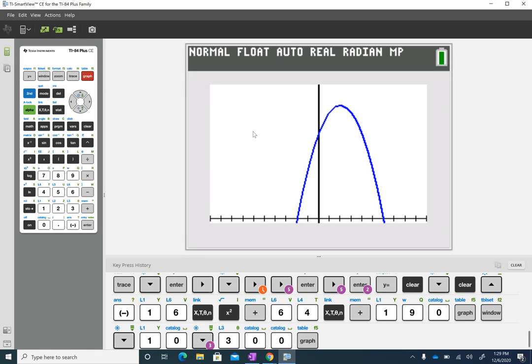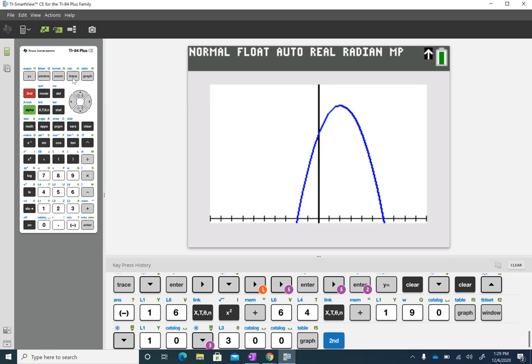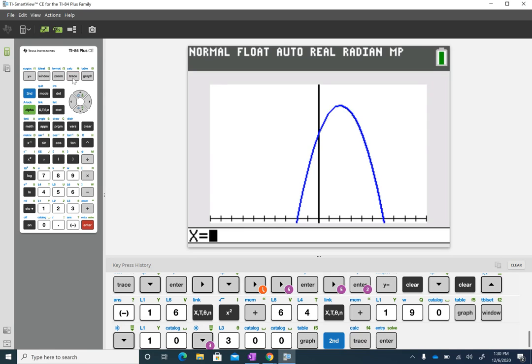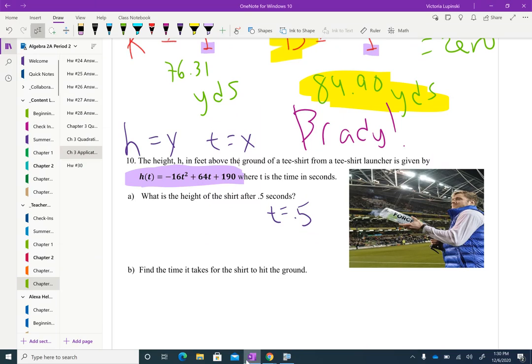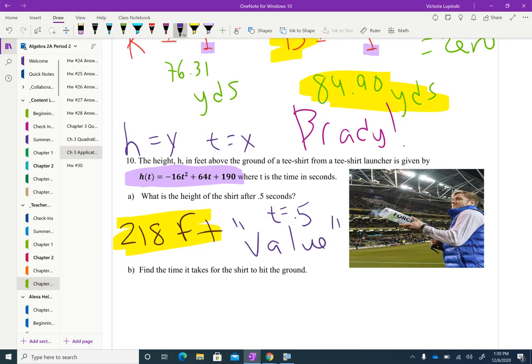So notice that they want to know what's the height of the t-shirt after 0.5 seconds. That is a value. So second trace, choose a value, 0.5 seconds, hit enter. And it turns out that at that time, the t-shirt is 218 feet in the air. So back to here, 218 feet. That's the answer. And again, the way that you would find that on the calculator is by using the value button.